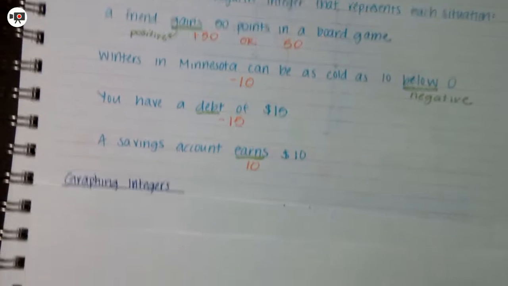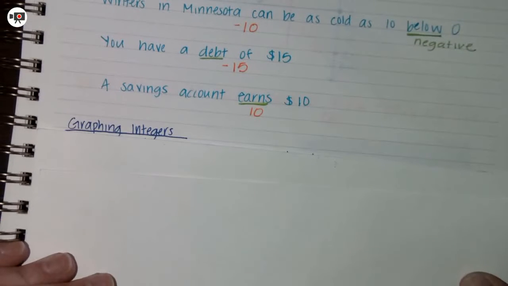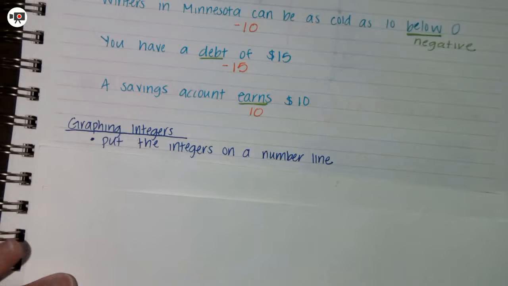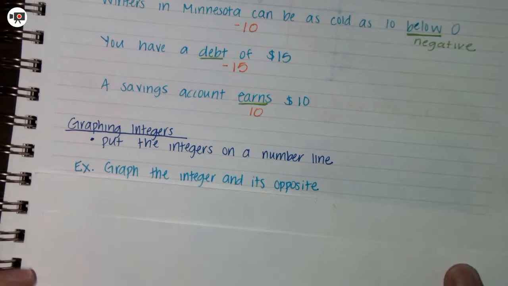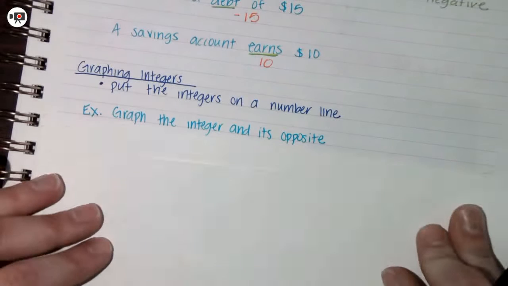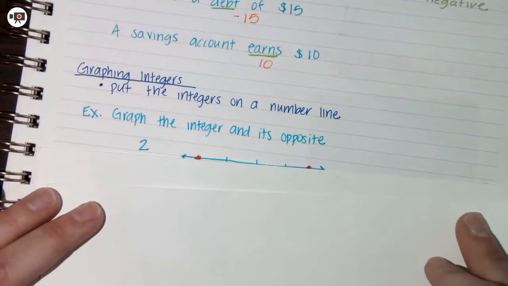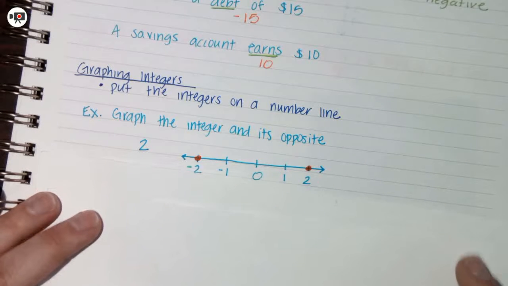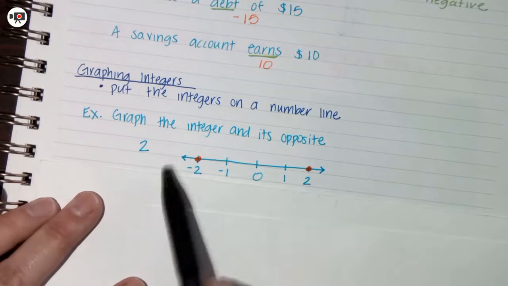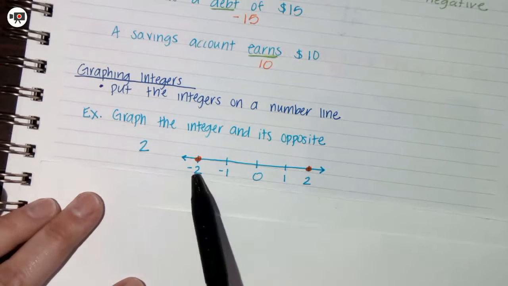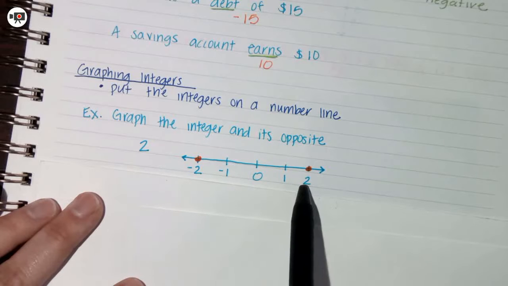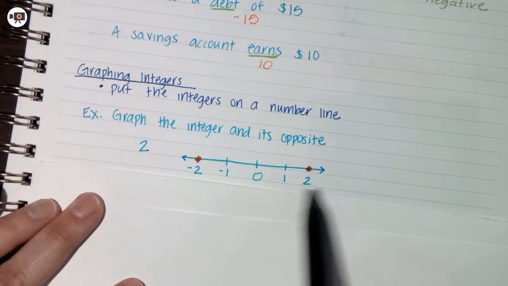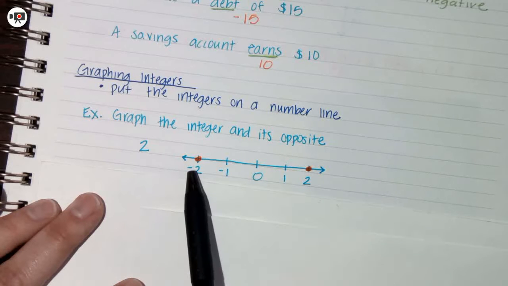We can also graph integers, and when we graph integers, they are going to be done on a number line. So just like we did above, you're going to draw a number line and plot your numbers. So let's graph the integer and its opposite. So if I give you 2, you're going to draw your number line. You just have to go far enough that you include both numbers. Then you put a dot on each, that number 2, and its opposite, which is negative 2.